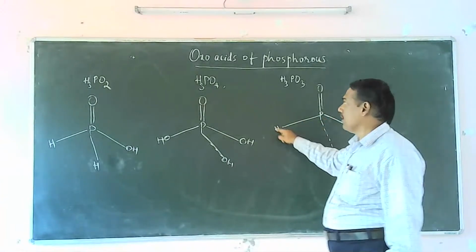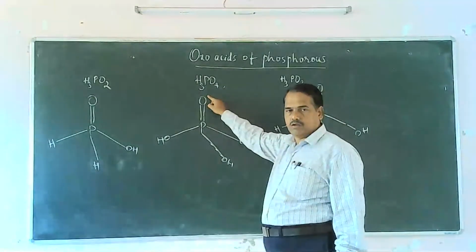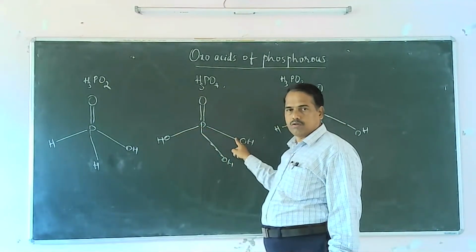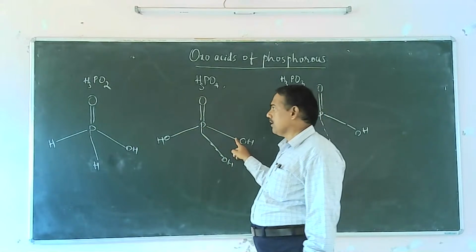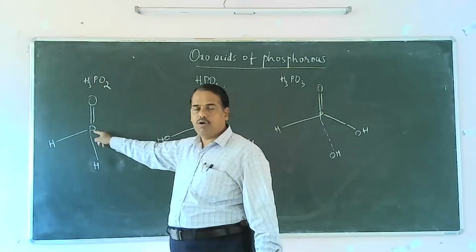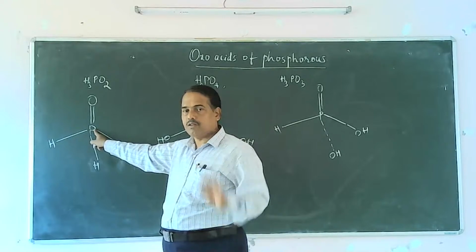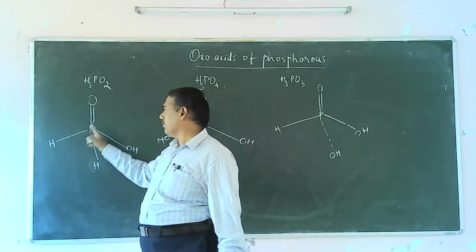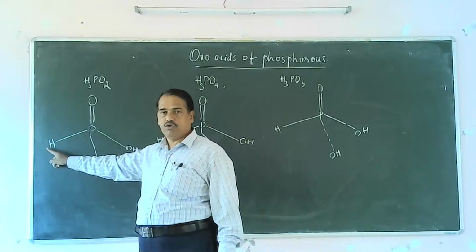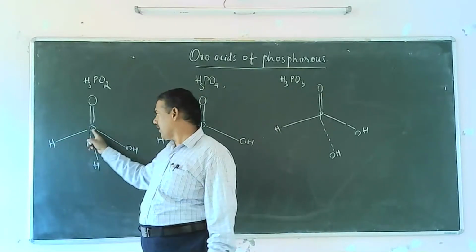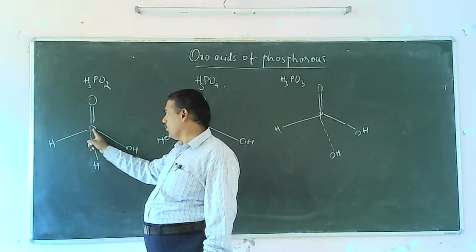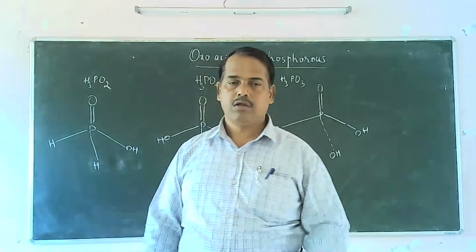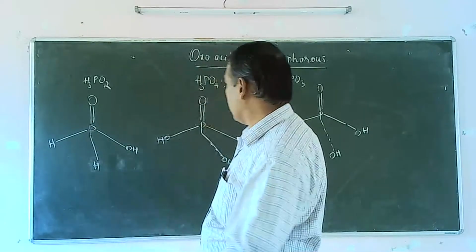Are you clear? See, in phosphoric acid, all the 3 are P-OH bonds. And in hypophosphorous acid, that's the difference. In hypophosphorous acid, we have phosphorus to hydrogen, 2 P-H bonds, and only one P-OH bond. Are you clear? Understood? Okay.